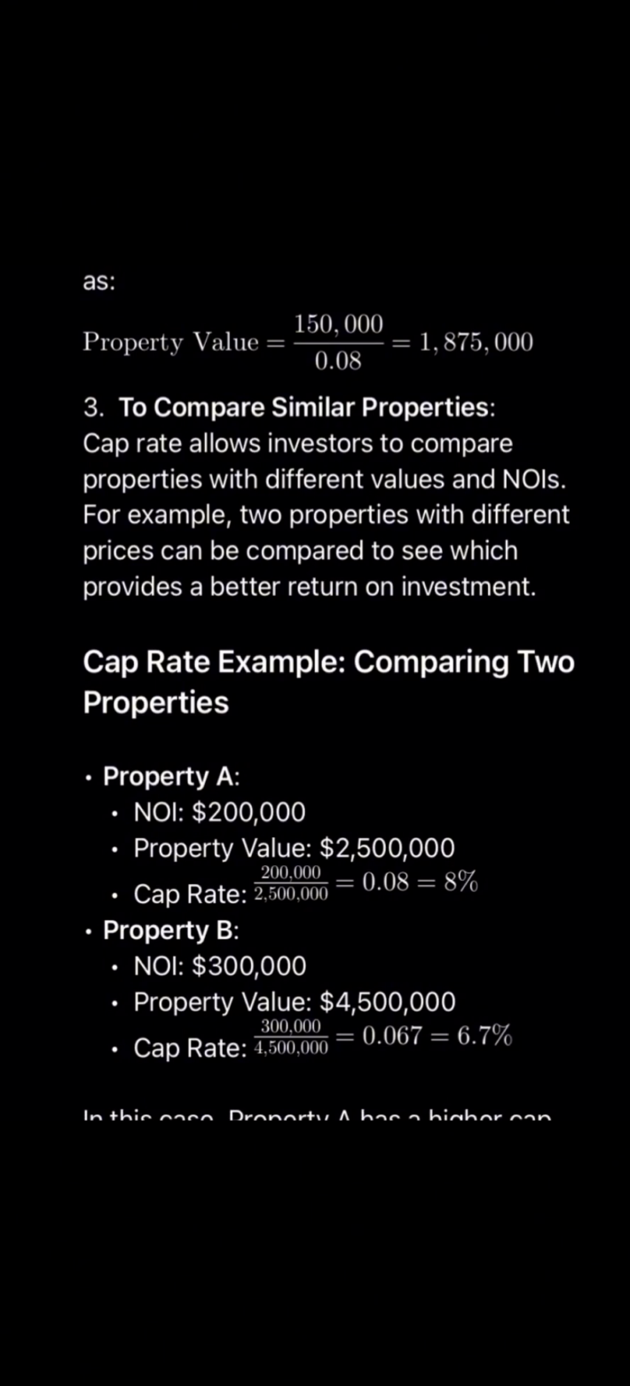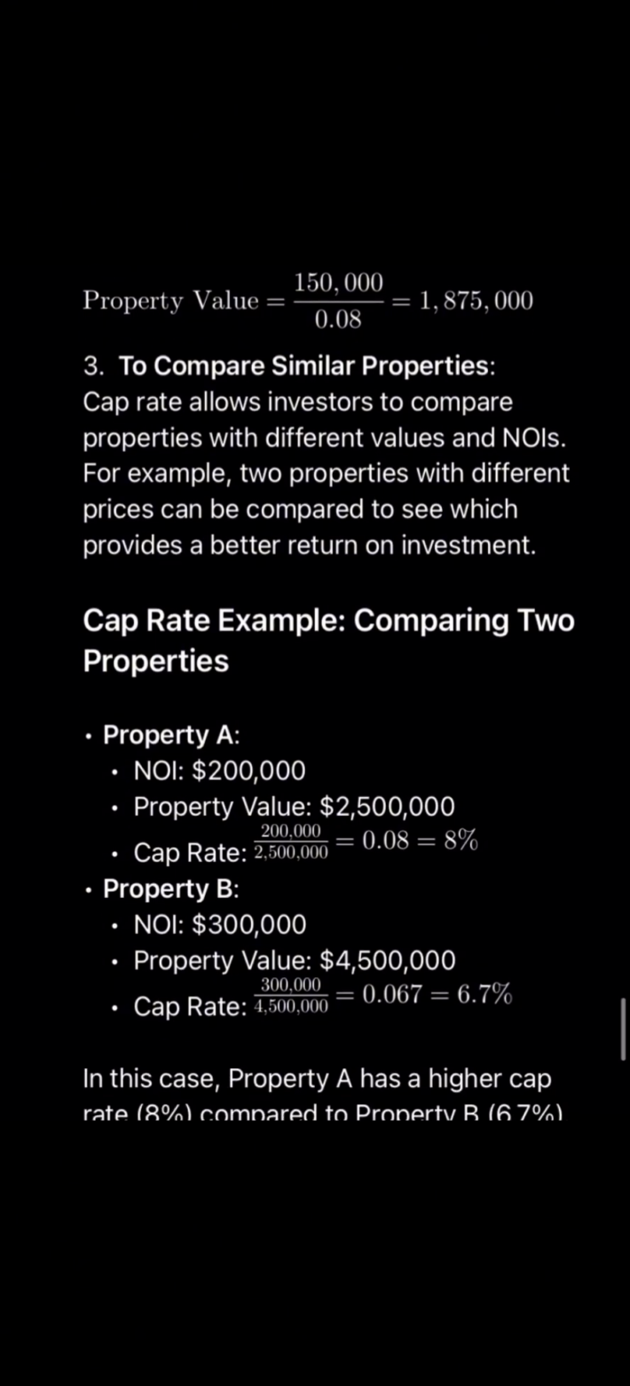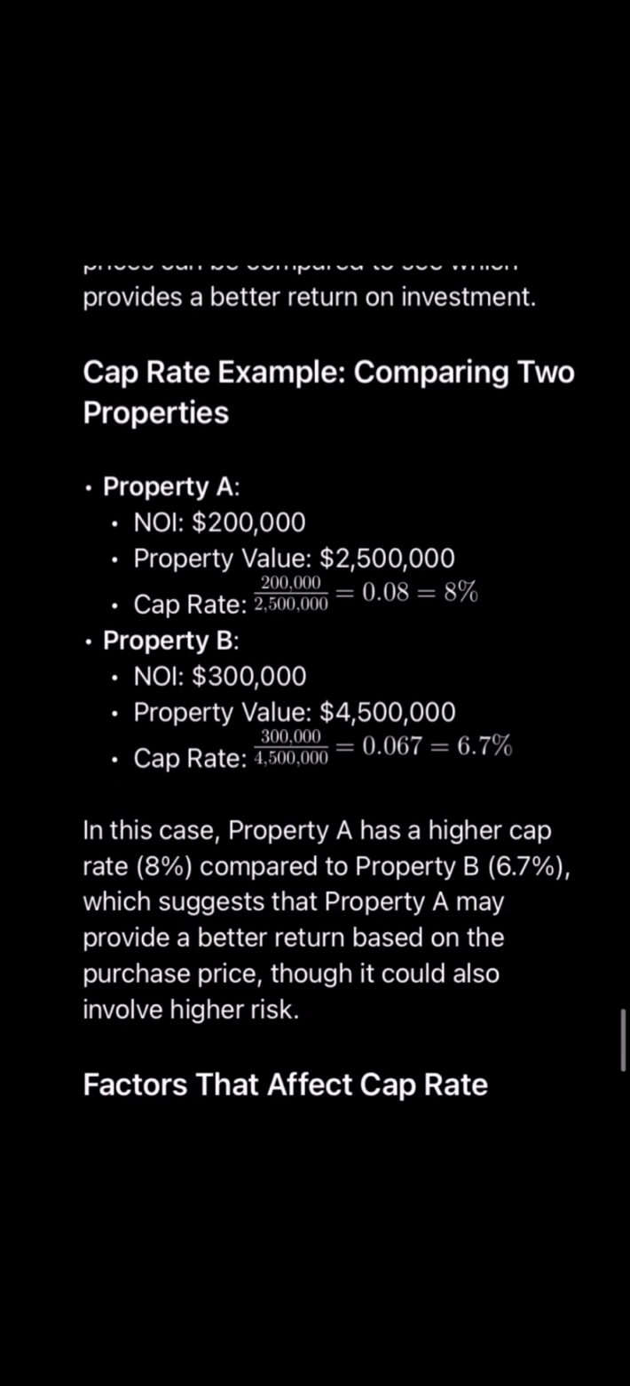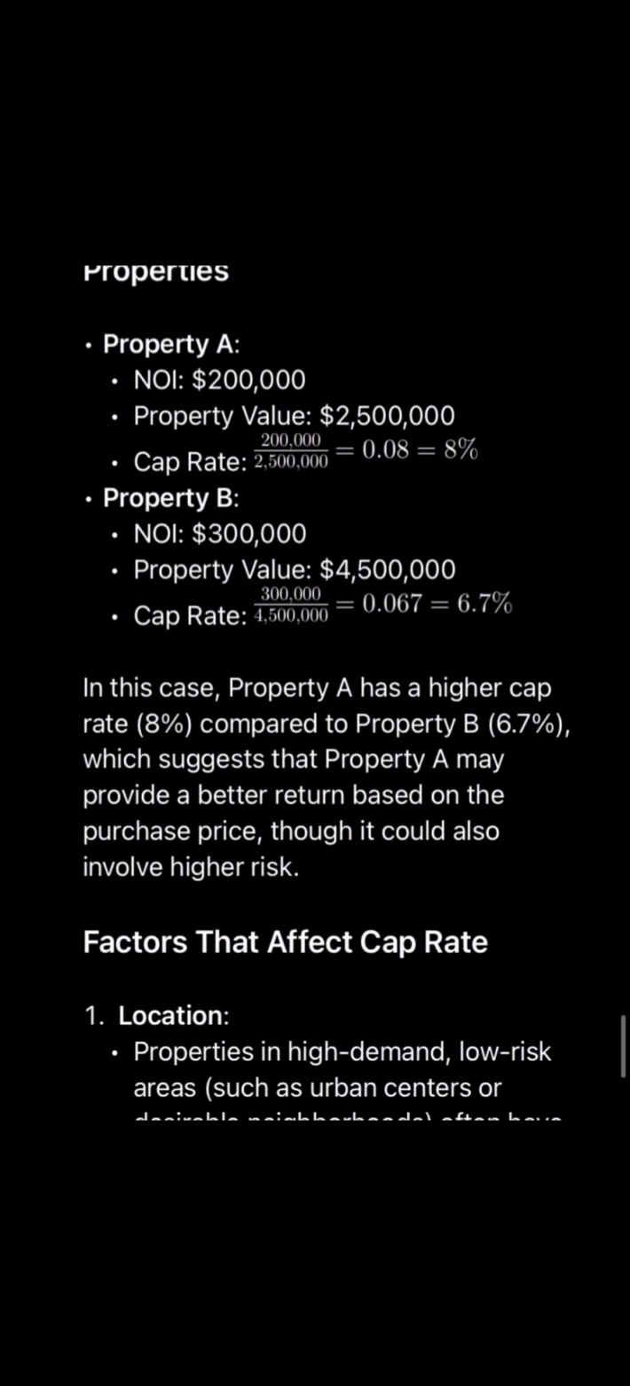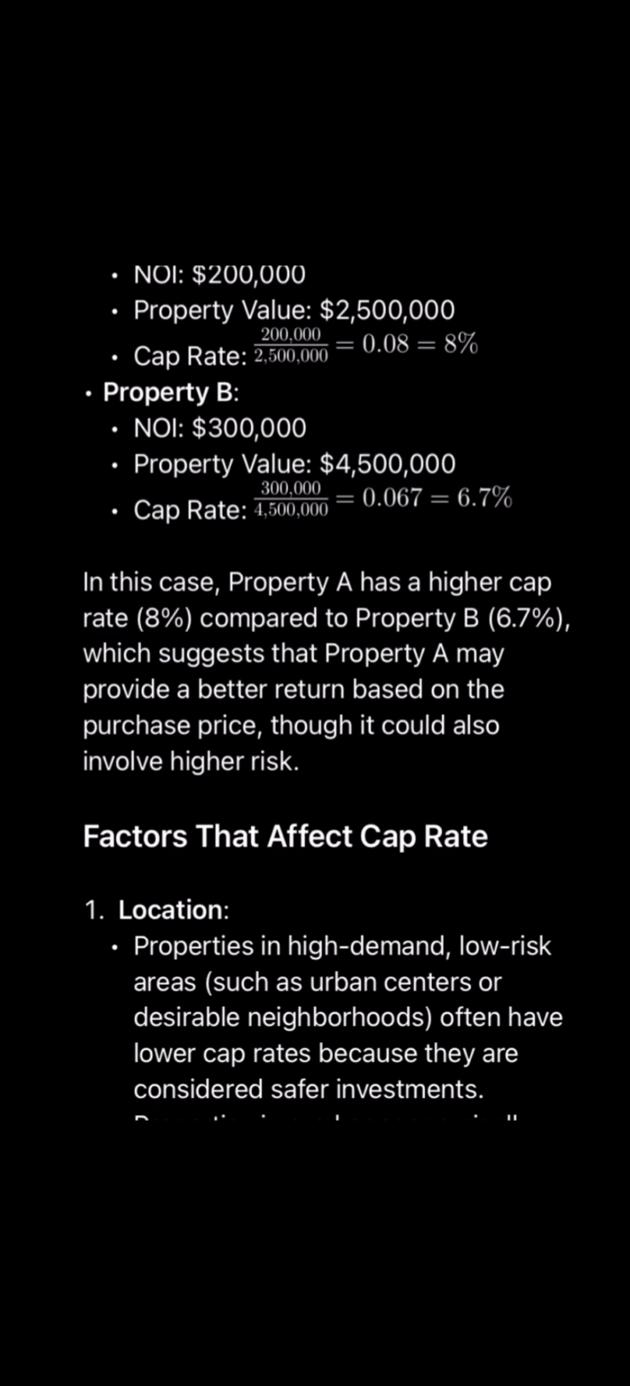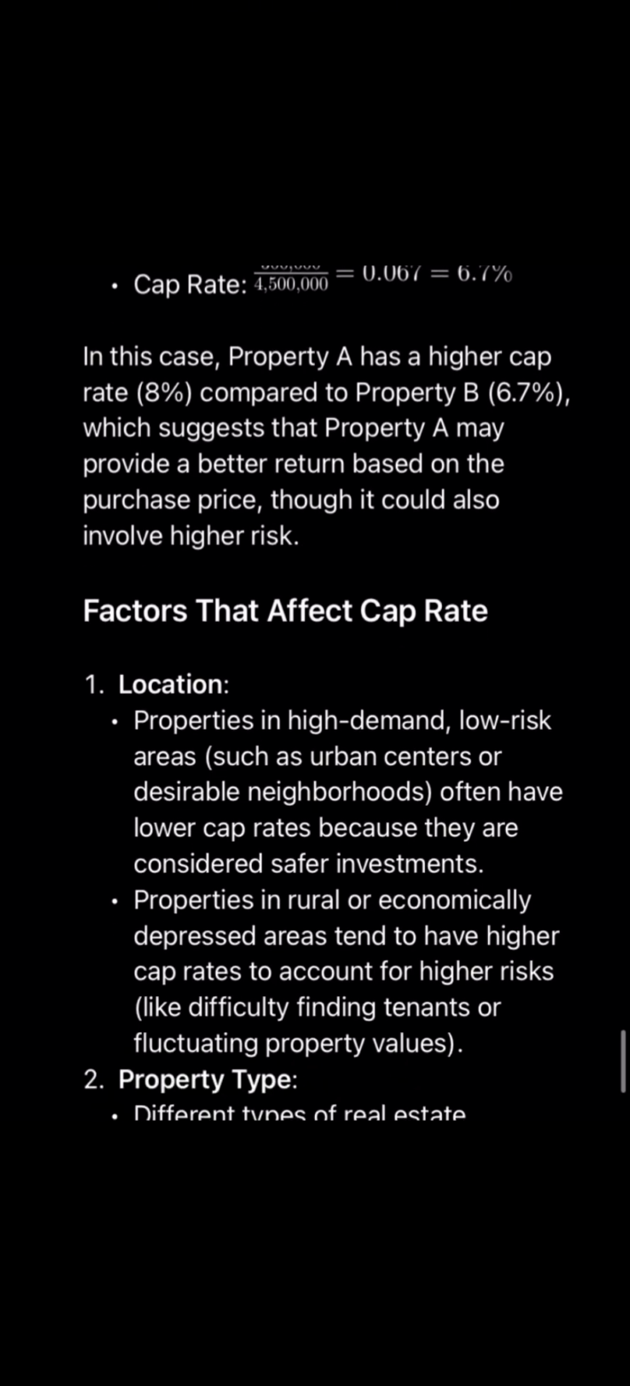Cap rate example: comparing two properties. Property A. NOI, $200,000. Property value, $2,500,000. Cap rate, 200,000 divided by 2,500,000 equals 8%. Property B. NOI, $300,000. Property value, $4,500,000. Cap rate, 300,000 divided by 4,500,000 equals 0.067, or 6.7%. In this case, property A has a higher cap rate, 8%, compared to property B, 6.7%, which suggests that property A may provide a better return based on the purchase price, though it could also involve higher risk.